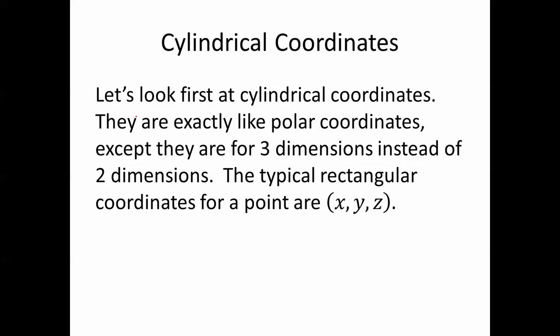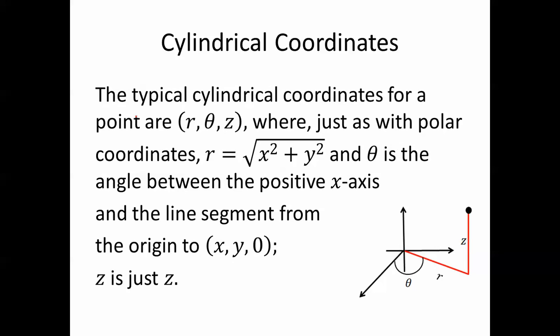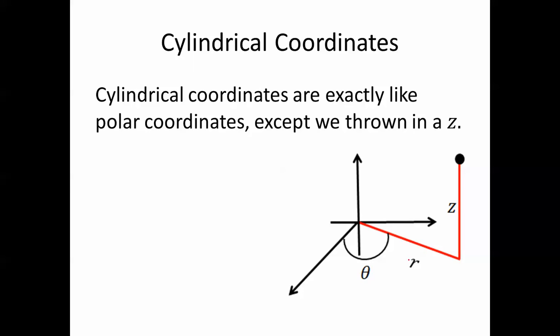The typical rectangular coordinates for a point are x, y, z. The typical cylindrical coordinates for a point are r, theta, z, where just as with polar coordinates, r equals the square root of x squared plus y squared, and theta is the angle between the positive x-axis, that's this, and the line segment from the origin to x, y, 0. So if this is our point x, y, z, this point down here is x, y, 0. So that means theta is defined in the same way as it is in polar coordinates. And z is just z. Okay, so cylindrical coordinates are exactly the same as polar coordinates, except we throw in a z.